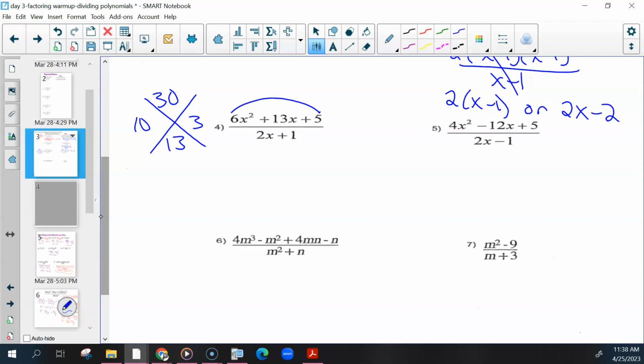Anyone remember? Yeah. So take the 10 and 3 and replace the 13. So 6x squared plus 10x plus 3x plus 5. Now we have 4 terms, and we can use our grouping. How do we do that?